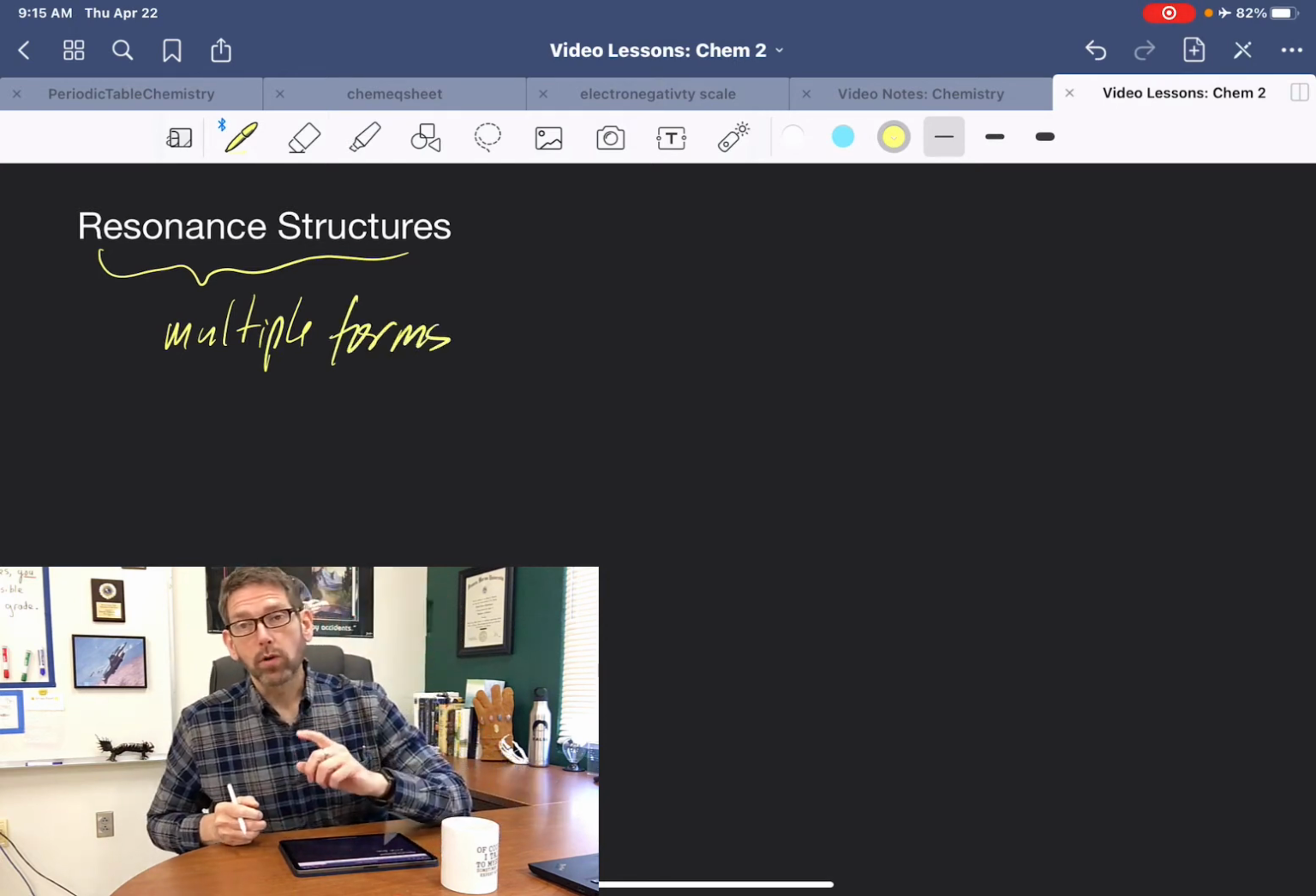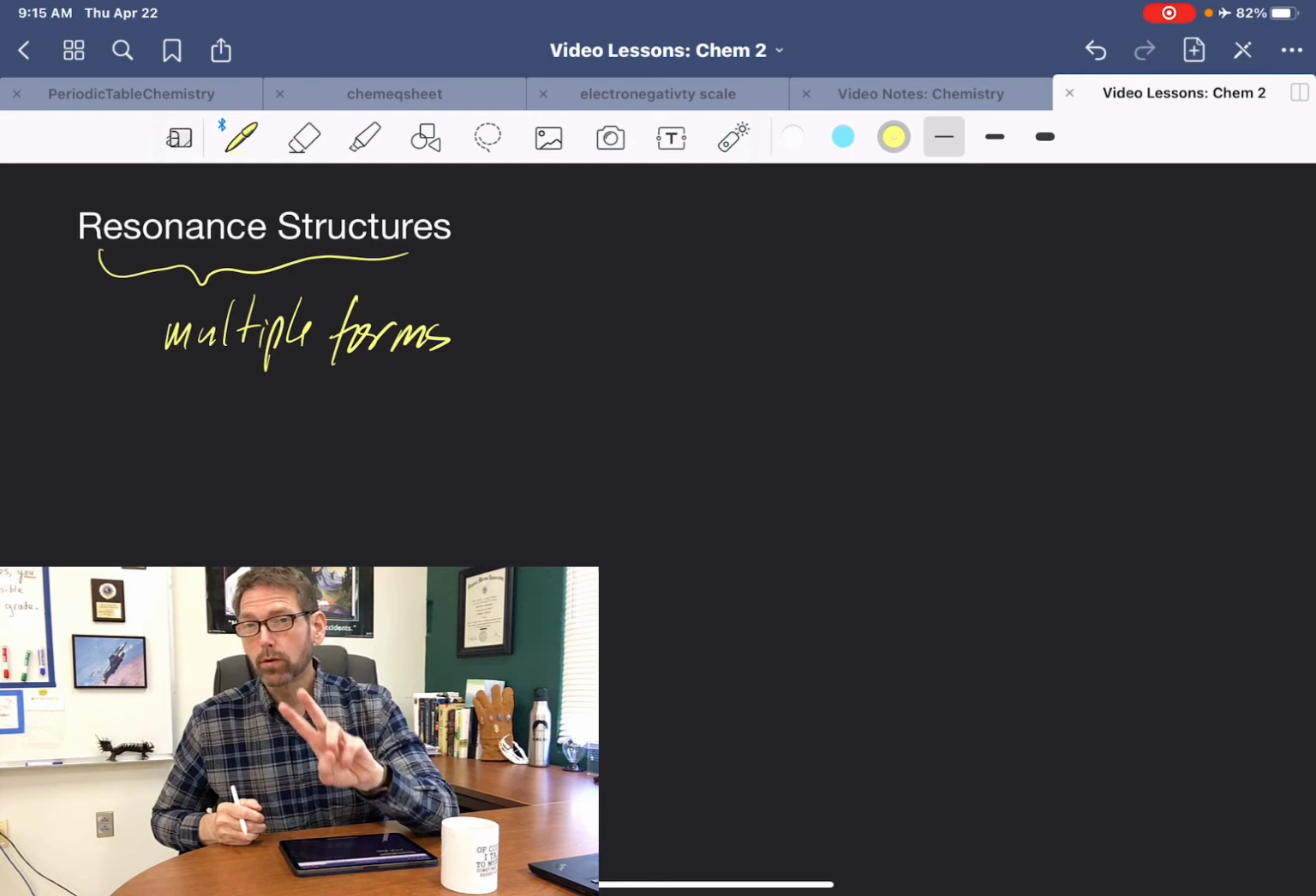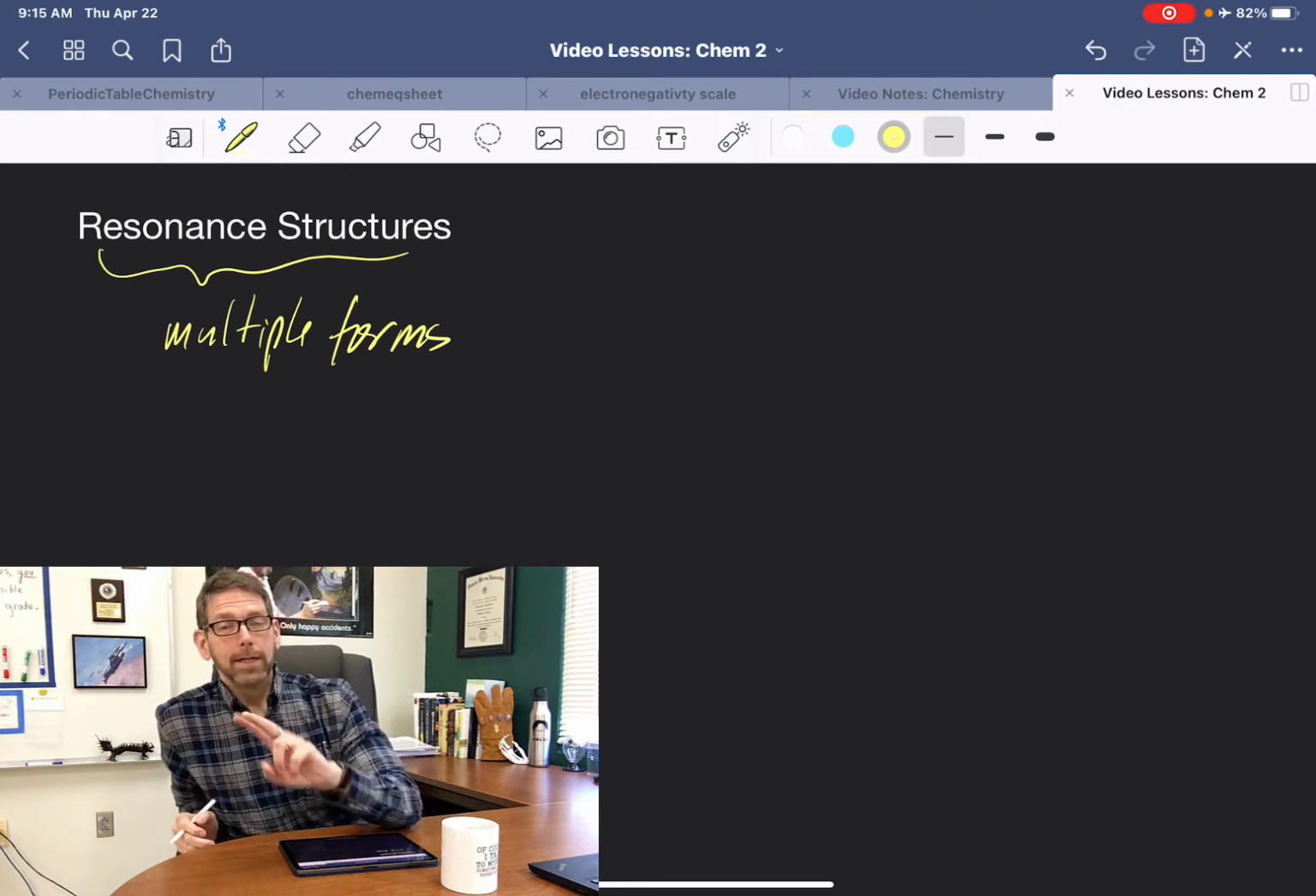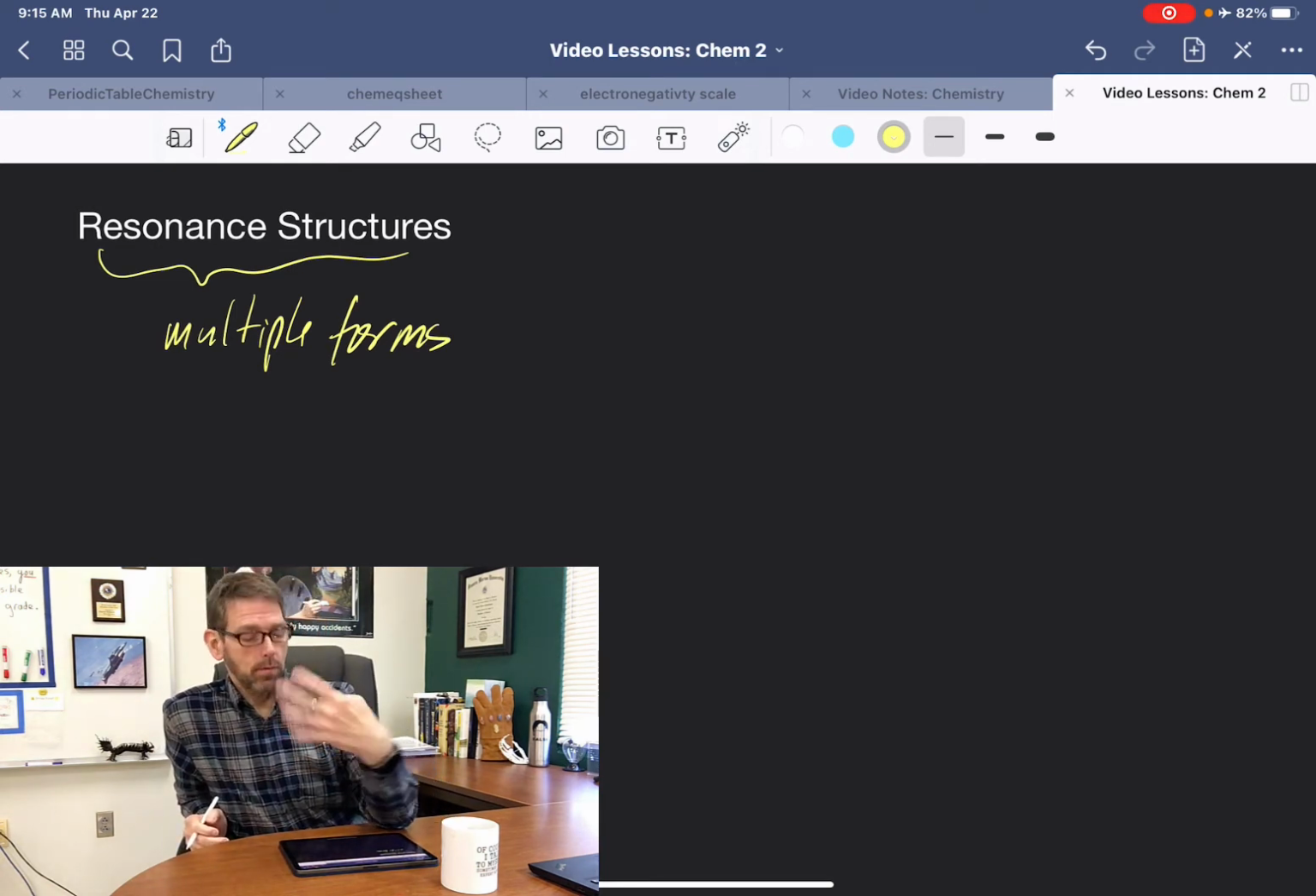There's going to be more than one. So that means there's going to be at least two. There's going to be at least two structures. Sometimes you can have three. Sometimes, depending on the complexity of the molecule, you might wind up with four.